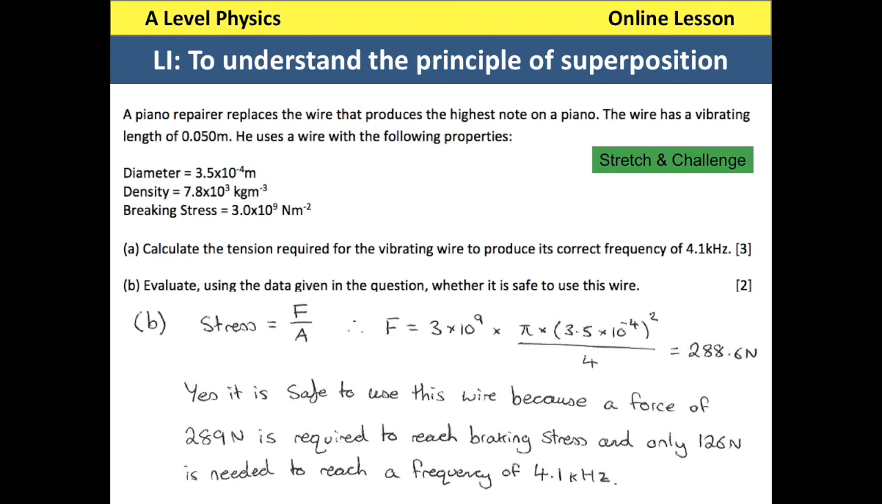So in fact what we could do is work out what the breaking force would be to provide that breaking stress. So the breaking force will be the stress times the area. The area of course we worked out previously. We worked it out to be equal to 9.6 times 10 to the minus 8. But of course you can just do pi d squared over 4 instead. That gives us a force of 289 newtons, so we can say that it is safe to use the wire because we only need 126 newtons to reach the required frequency.